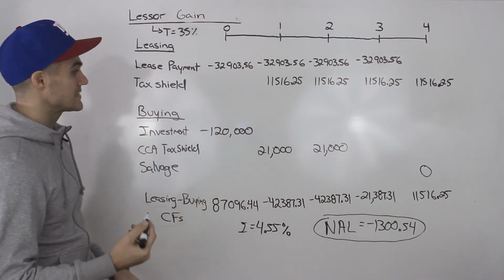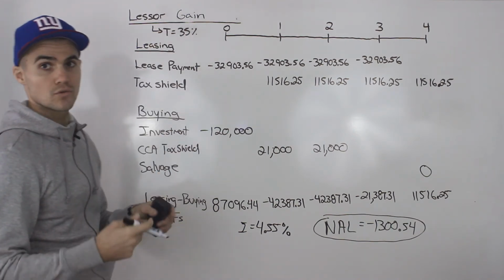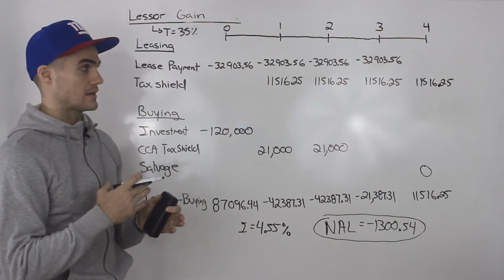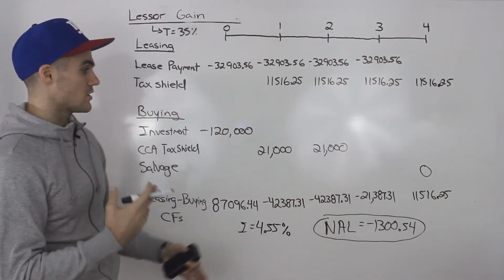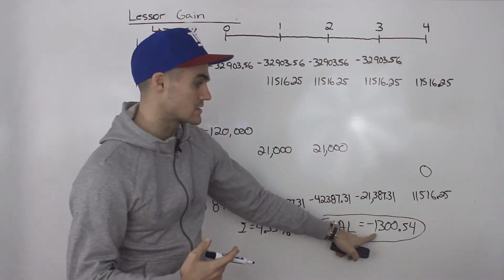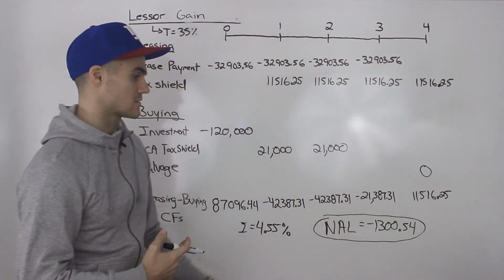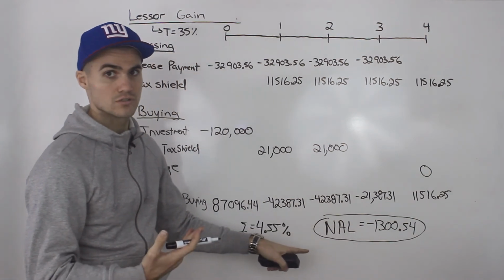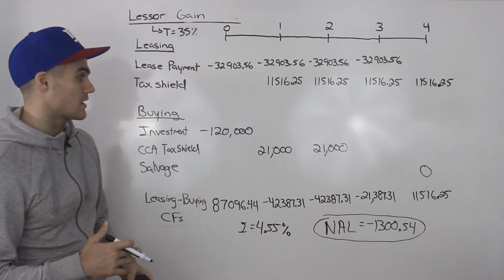And notice that the net advantage to leasing in this case is negative, meaning that we should buy the machine. And that makes sense because we are looking at this from the lessor's point of view. If you remember, what a lessor does is buy the machine, and then in this question, they're going to be leasing it out to the lessee. So if they are buying the machine, then the gain to them is $1,300.54, which is the negative amount for the net advantage to leasing. So that is the answer to part A.